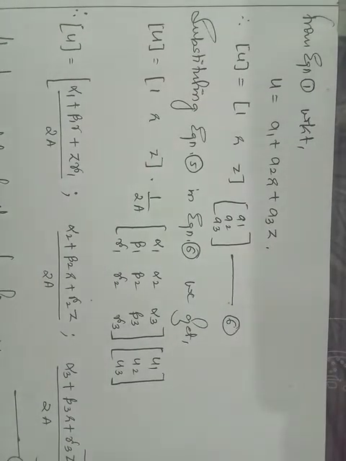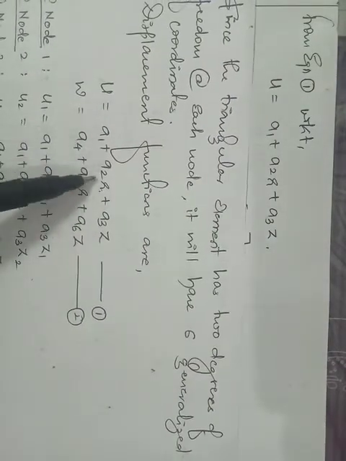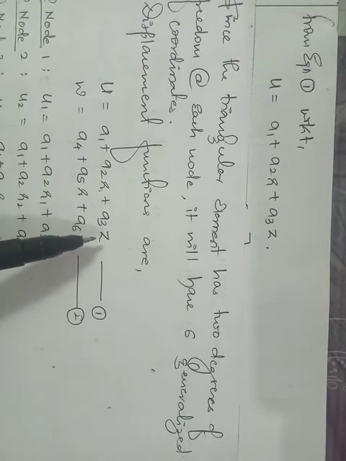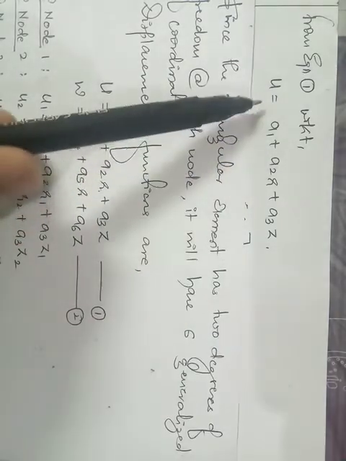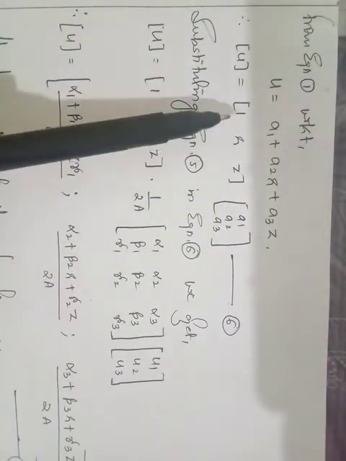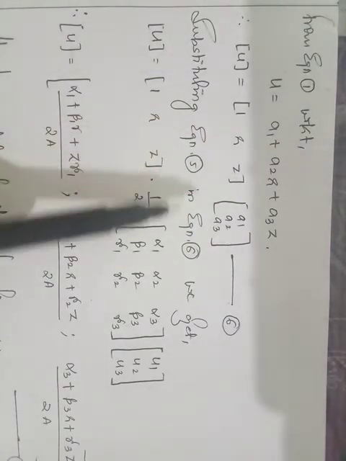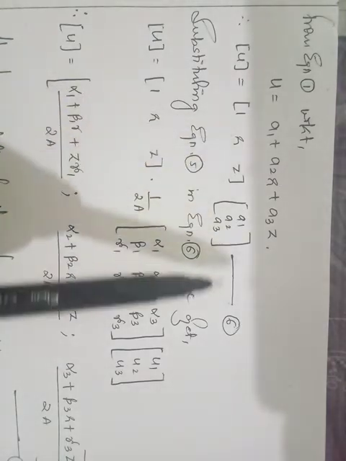Okay, from equation 1, what was our equation 1? I'll just show it to you. Equation 1 was a1 plus a2 r plus a3 z. The same thing I have copied here from equation 1, a1 plus a2 r plus a3 z. Now if you are going to express this equation in matrix form, it will be like this: 1 r z, a1 a2 a3. Now substituting equation 5 in equation 6, we know that this is equation 6.